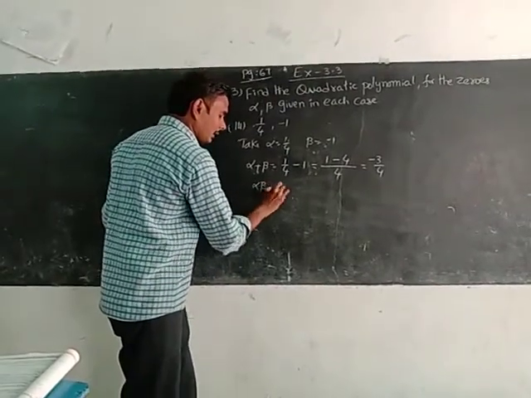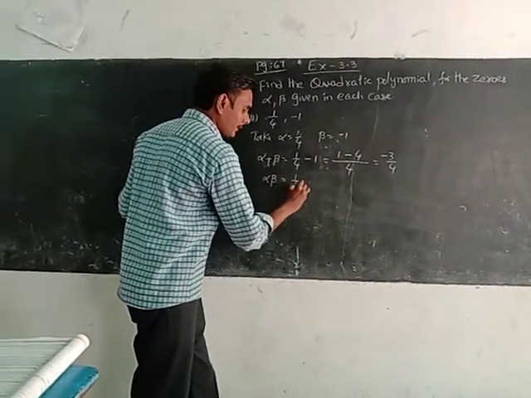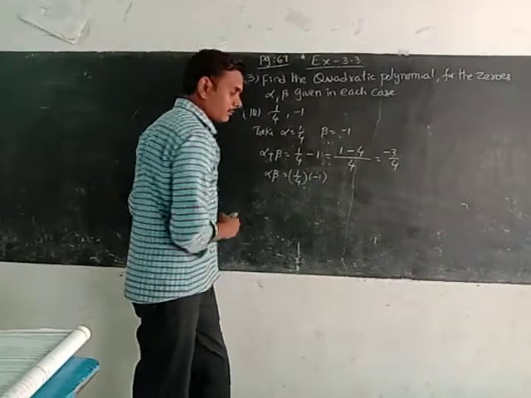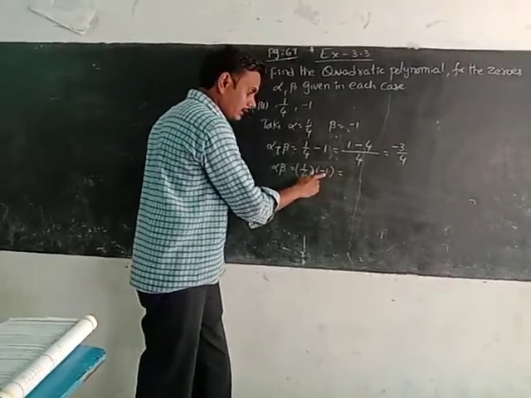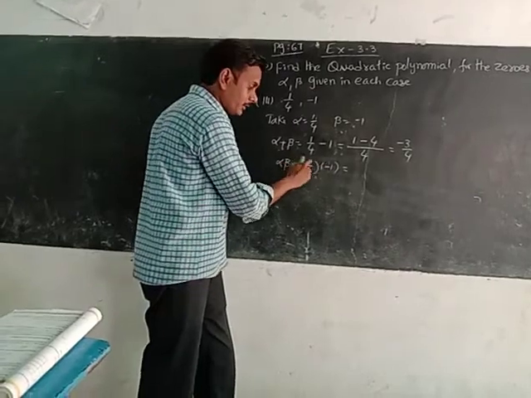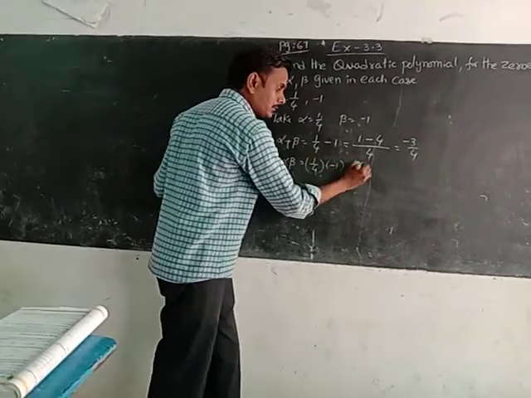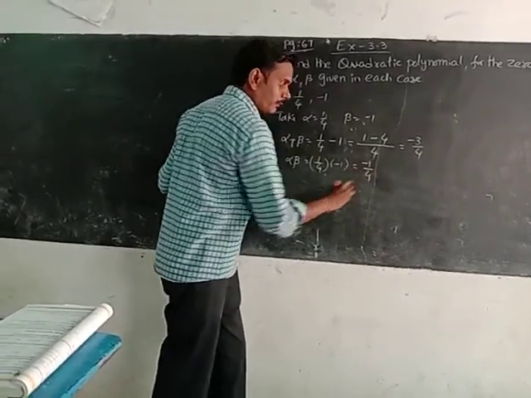Similarly, alpha beta equals 1 by 4 into minus 1. Alpha value and beta value multiply: numerator with numerator. Minus 1 into plus 1 is minus 1, so we get minus 1 by 4.